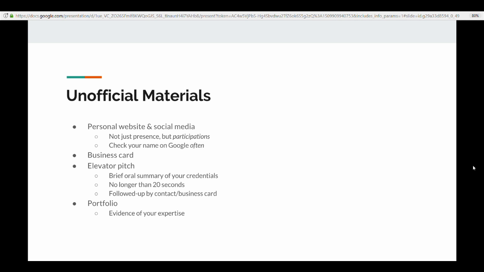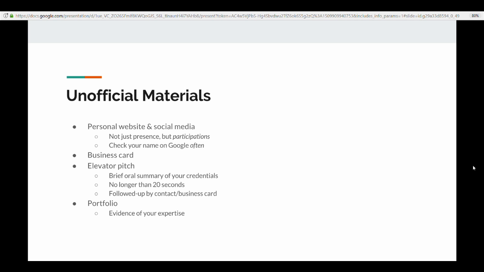Along with the business card, it's good to have prepared an elevator pitch. This is a brief oral summary of what you can do. It shouldn't be longer than 20 seconds, i.e. the length of an elevator ride. And you should always follow it up with your contact information, better yet, a business card, so that you can say, follow up with me if you have any questions.